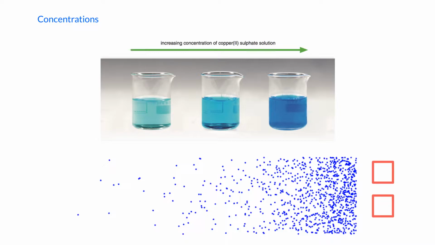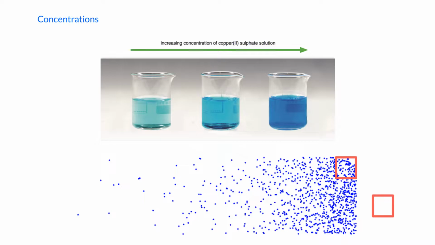So if we look at the other diagrams down below here, you can see that on the right hand side you got more blue dots grouped together, while on the left hand side you will see that we got fewer blue dots right there. So we will say that the one on the right hand side will be more concentrated than the one on the left hand side.